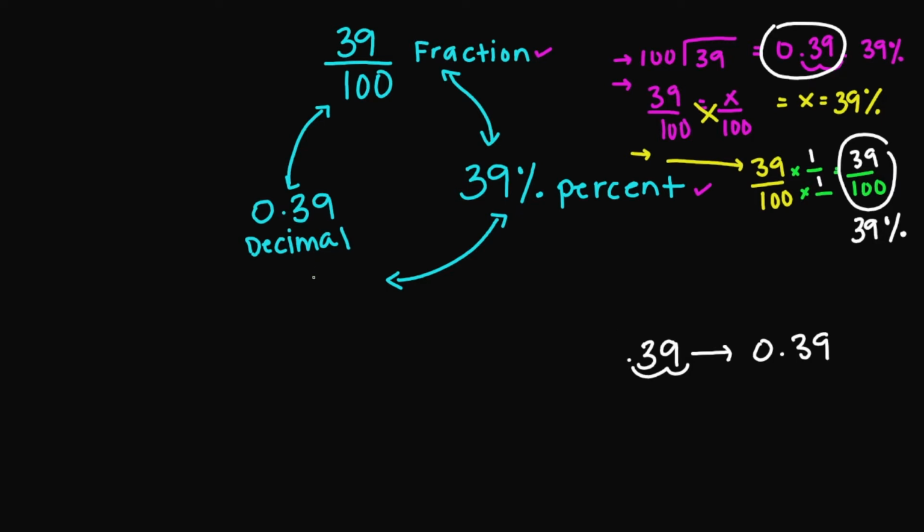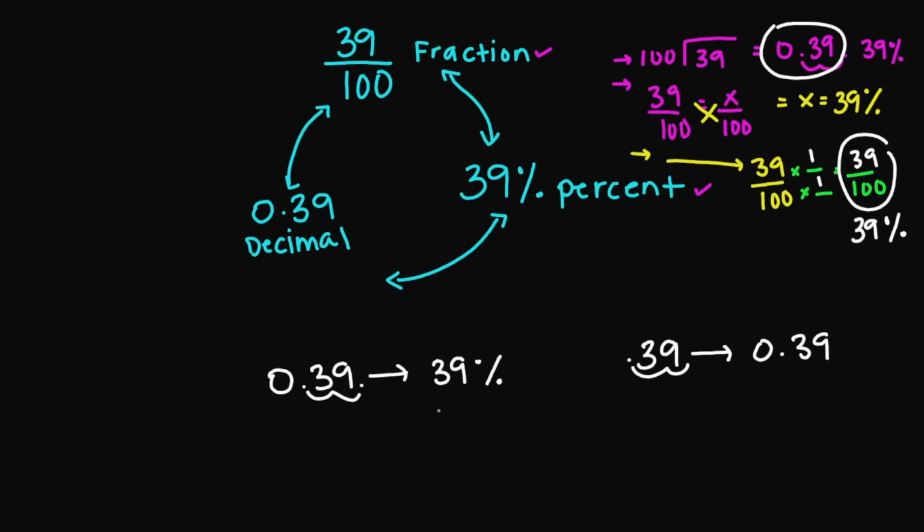Now, if you're going from decimal to percentages, you're going to move 2 decimal places to the right or multiply by 100. So let's say we have the decimal 0.39. I want to get my 39%. Well, we're going to move 2 decimal places to the right or multiply by 100. So this is going to be 1, 2. It puts us right here after the 9, and that's going to equal 39, which is your 39%.